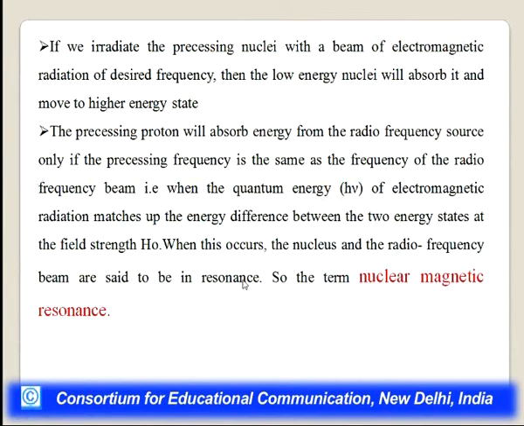I want to repeat what we said. When the precessional frequency of a precessing proton becomes equal to the frequency of the radio frequency beam, that is the electromagnetic radiation which you are falling for the spectrum, and both become exactly the same, only then is the nucleus said to be in resonance. This is the condition of resonance. Only then is the spectrum observed for a particular nucleus or for a particular constituent of the organic compound. That is why we are calling it nuclear magnetic resonance.